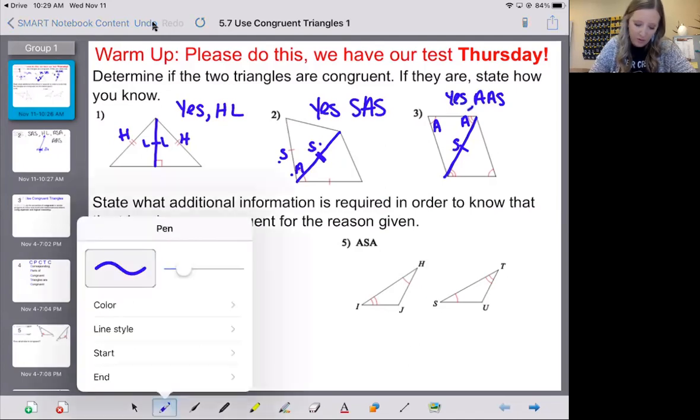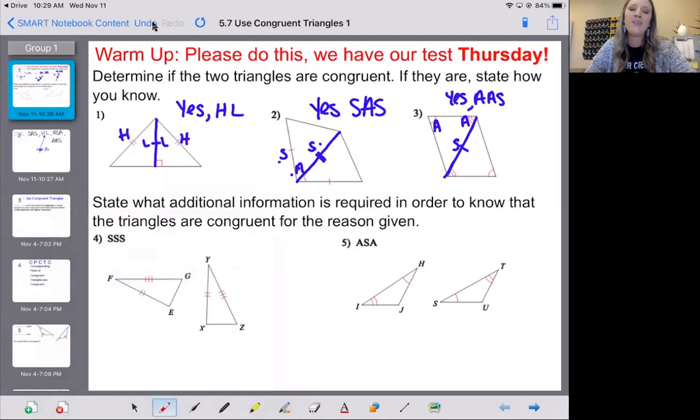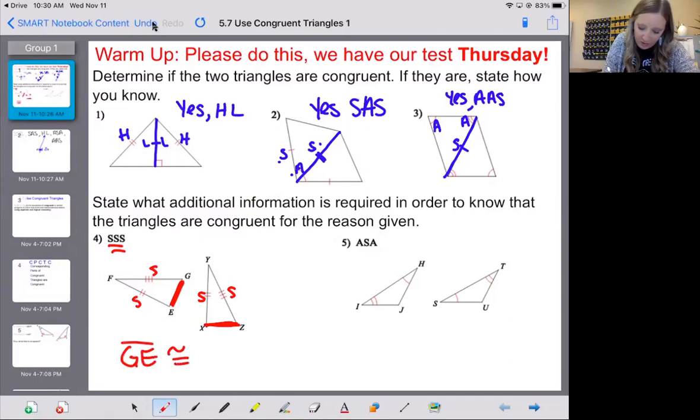All right, moving on to the second set of problems here. It says to state what additional information is needed in order to show that the triangles are congruent for the given reason. So on number 4, they want us to use side, side, side. And if you look at the 2 triangles, we have side, side. So of course, if we're going to use side, side, side, we need all 3 sides congruent to the other 3 sides. And so this segment right here and this segment down here have to be congruent if we're going to use side, side, side. So what's missing? What information do we need? Well, we need GE to be congruent to segment XZ. Okay, that would be the missing information.